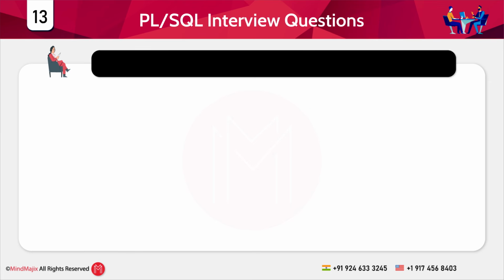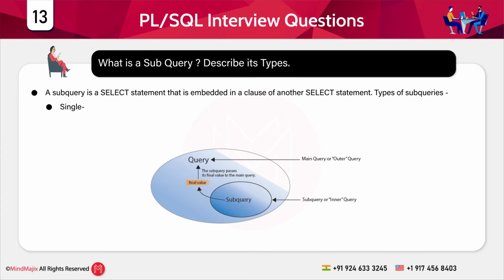The next question is, what is a subquery and describe its types? A subquery is a SELECT statement that is embedded in a clause of another SELECT statement. A subquery can be placed in the WHERE, HAVING, and FROM clauses. There are a few guidelines for using subqueries. First, you must enclose the subquery within parentheses.